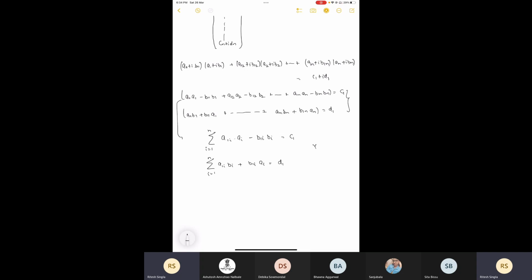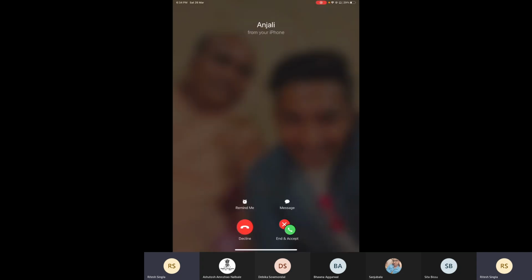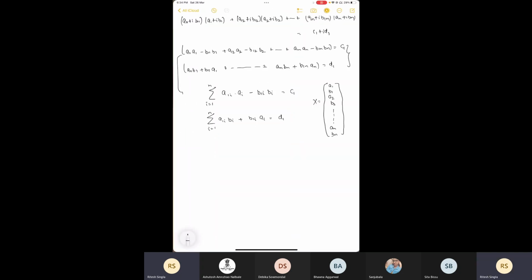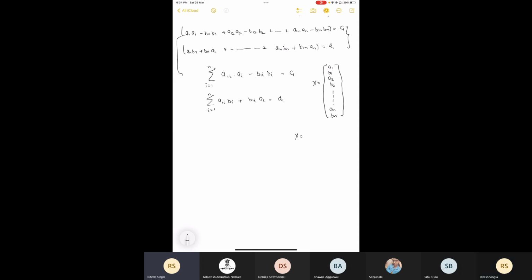So now you can make a vector x to be of this form: a1, b1, a2, b2, and so on up to an, bn. Anything of your wish, or you can also write it like this: a1, a2 and so on an, b1, b2 and so on bn. But correspondingly you have to change your A, a suitable A. Is this making sense now?